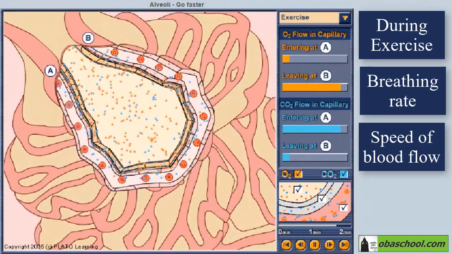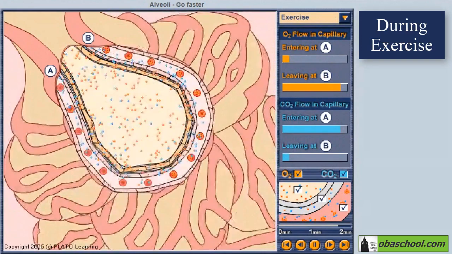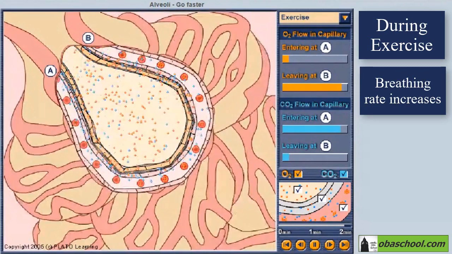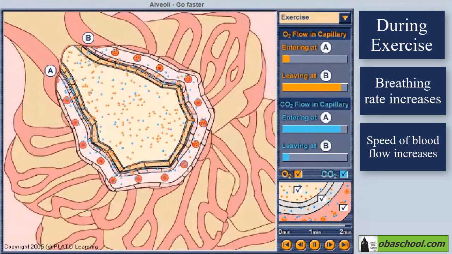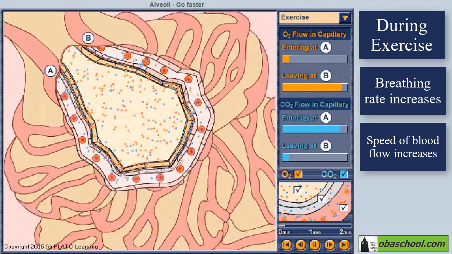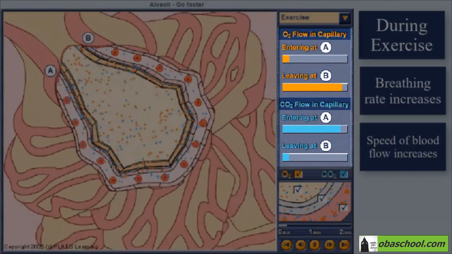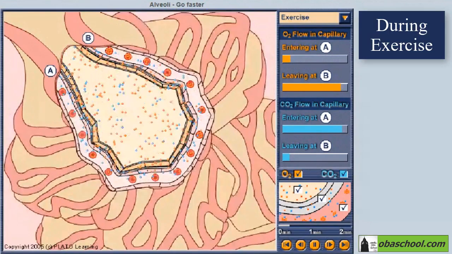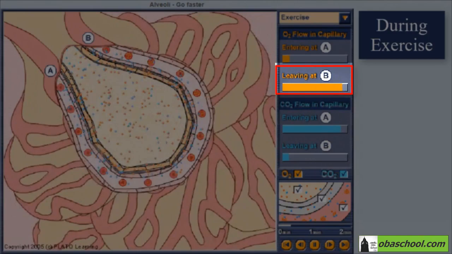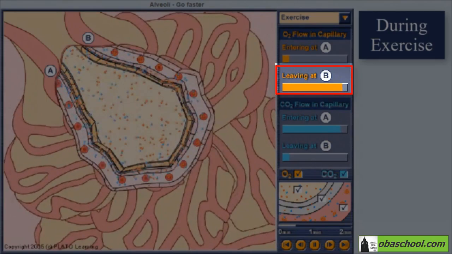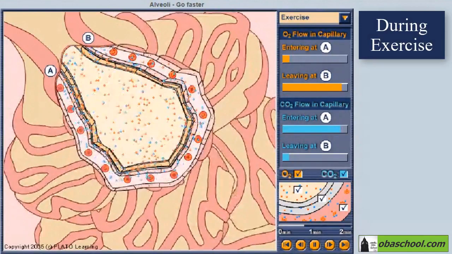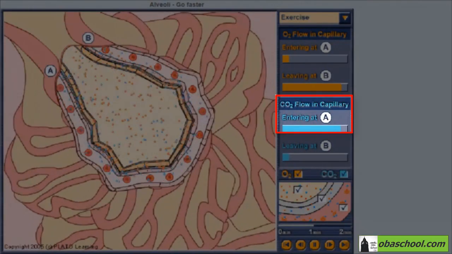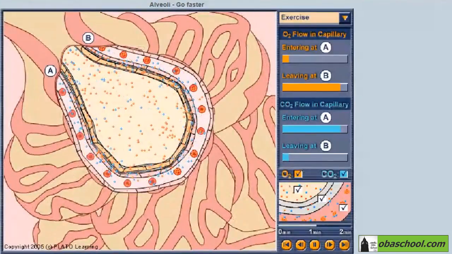As you can see here, the person is breathing faster, so the breathing rate increases, and the speed of the blood flow also increases. So what do you notice about the oxygen and the carbon dioxide flow in the capillary? As you can see, the level of oxygen flow leaving at B increases drastically, and the amount of carbon dioxide molecules entering at point A also increases sharply compared to when at rest.